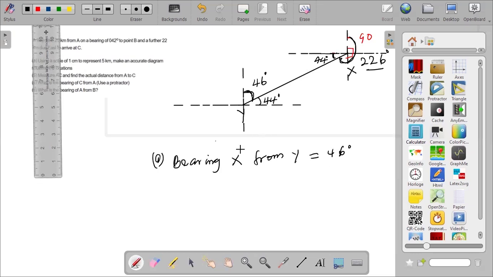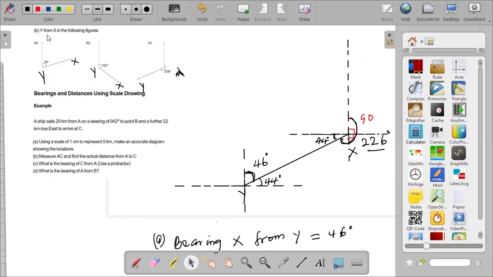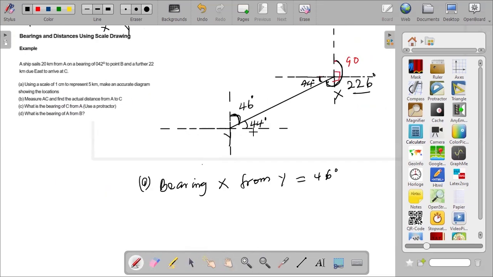While question B says bearing of y from x. Y from x. This is y here. Then y from x is this angle, which is already given. And that angle is 226 from the question. Bearing of y from x is equal to 226 degrees, as we measure the bearing from North Pole to the line. According to the question, the angle is given as 226. That answers the question.